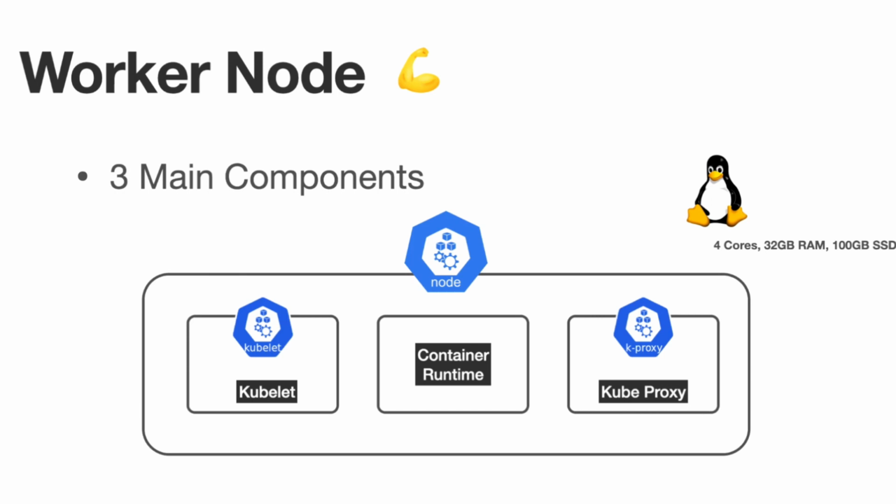Now, let's talk about kubelet. The kubelet serves as the primary agent running on every node within the Kubernetes cluster. It receives pod definitions from the API server and interacts with the container runtime to execute containers associated with each pod. Additionally, it reports the states of both nodes and pods to the master node through the API.